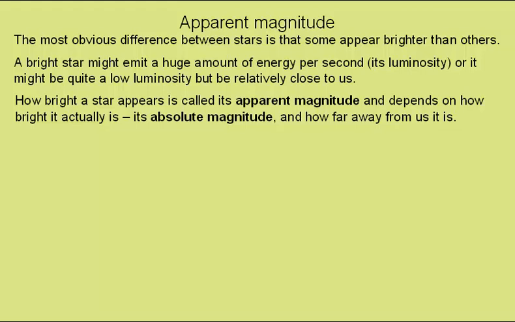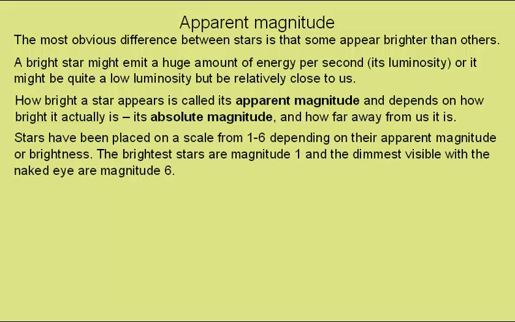In a similar way, car headlamps appear to get brighter as the car approaches. Their apparent magnitude is how bright they look to you. The absolute magnitude, which is unchanging, is how bright the lamp actually is.